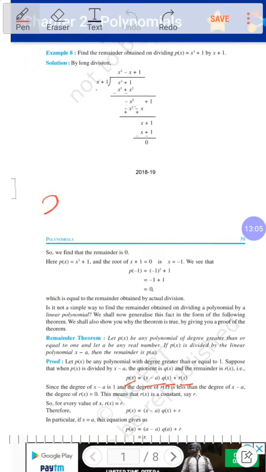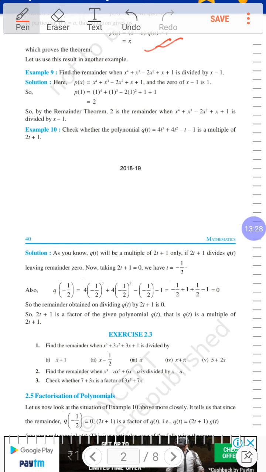Let us use the result in another example. Let's see. Find the remainder when x to the power 4 plus x cube minus 2x square plus x plus 1 is divided by x minus 1. Here p(x) is equal to x to the power 4 plus x cube minus 2x square plus x plus 1, as given in the question, and the zero of x minus 1 is 1. Why? Because when we keep 1 in place of x, then 1 minus 1 becomes 0. So the zero of x minus 1 is 1.